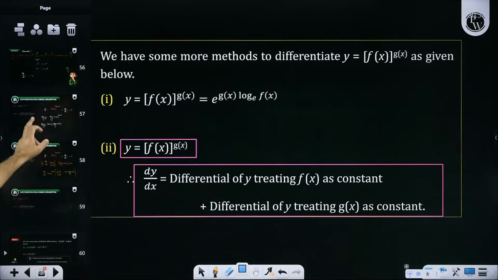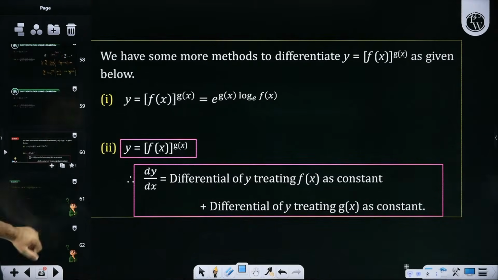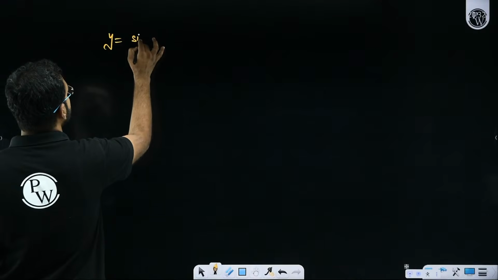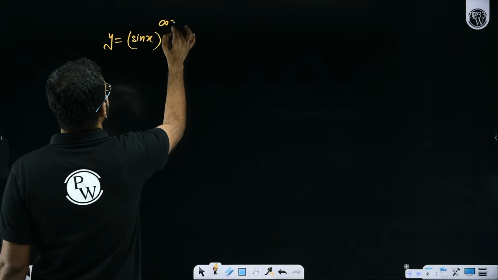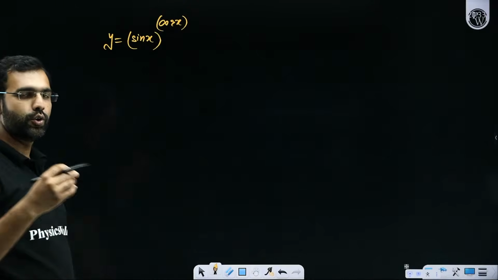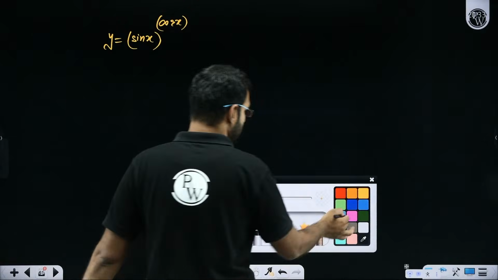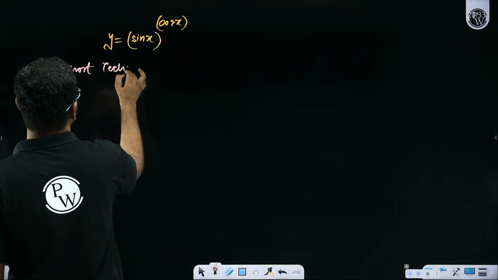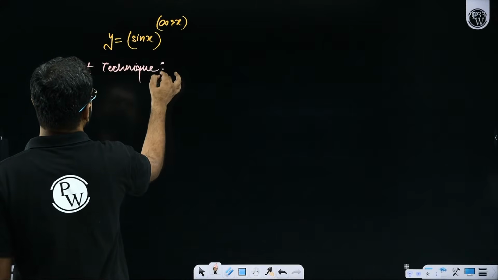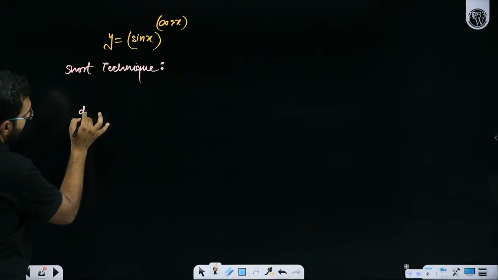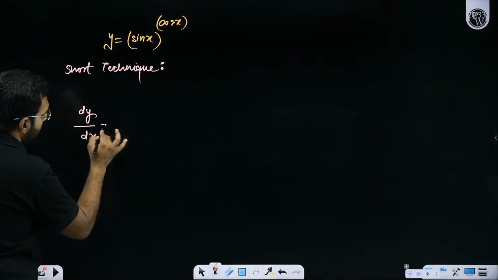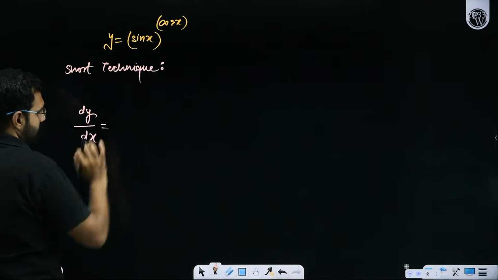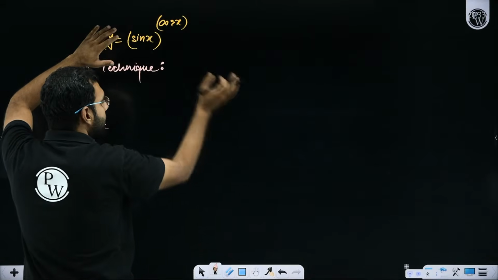Okay, I will. Let me use the same short trick here for this function, sin x to the power cos x. Let's say I am given y as sin x to the power cos x. Sir, I don't want to take the logarithm on both sides, I want to differentiate it with that short trick. Yes. So you can directly write dy/dx as: differentiate this whole while keeping one constant, one time the base and the other time the power.